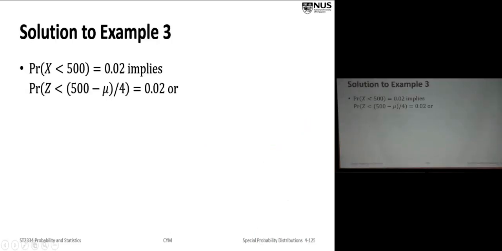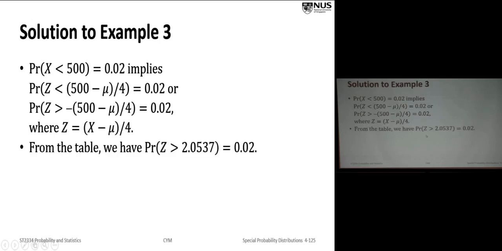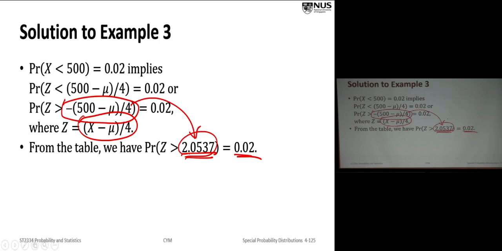So I want to solve for mu, satisfying this equation. I try to get mu involved, so it's like that. Now from the statistics table, this is the value for which greater than it is 2%. So in other words, this number should equal to 2.0537.